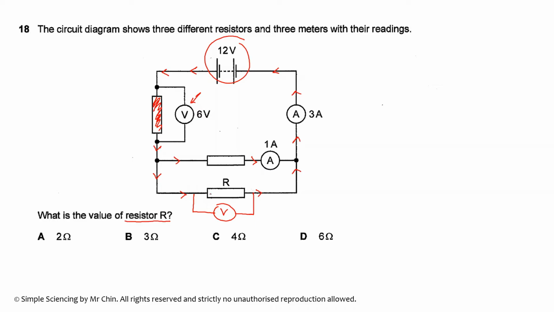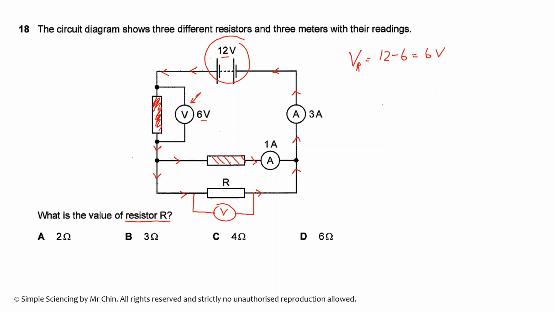How do we do so? We have to use 12 volts subtract by 6 volts. So the potential difference across R will actually be 12 minus 6, which gives you 6 volts. Some of you may be asking, so what is the potential difference across this resistor?